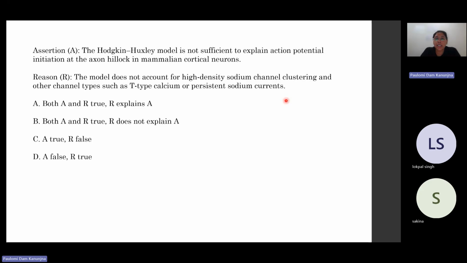The Hodgkin-Huxley model is not sufficient to explain action potential initiation at the axon hillock in mammalian cortical neurons. The model does not account for high density sodium channel clustering and other channel types such as calcium and potassium channels. Now, this looks very heavily worded, but there are just two basic things here. If you remember the lecture notes, this was mentioned there. So I just want you to answer it first and then I can tell you.